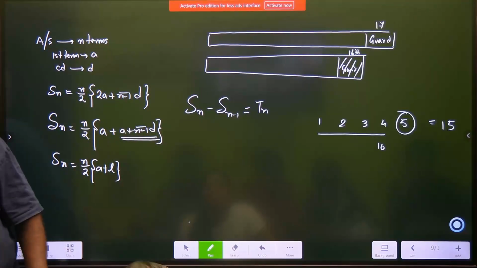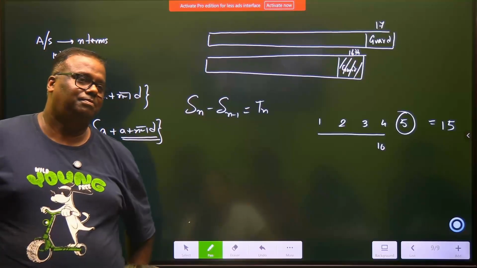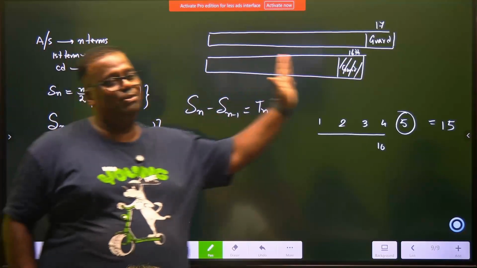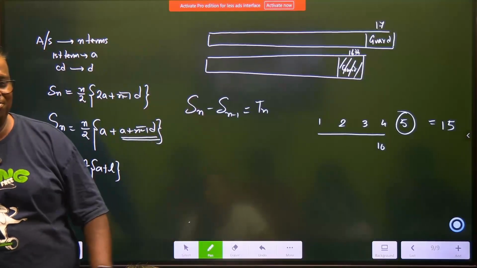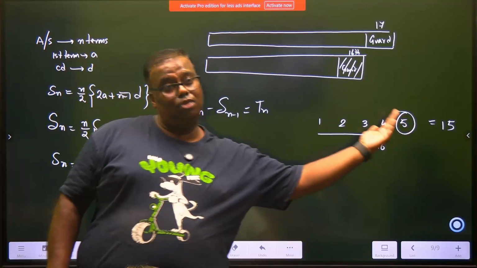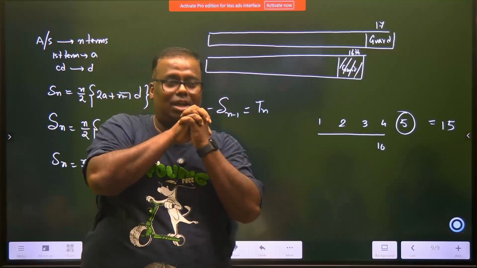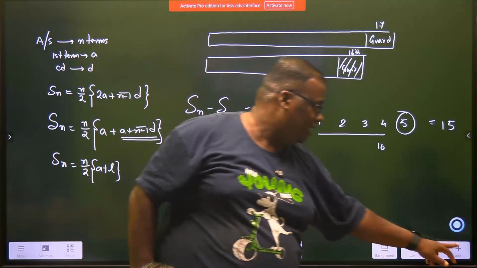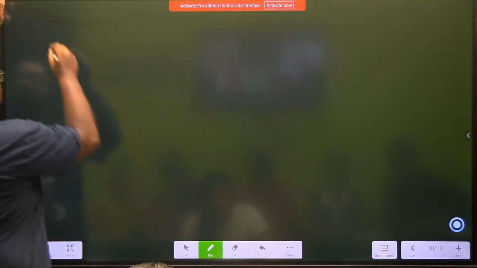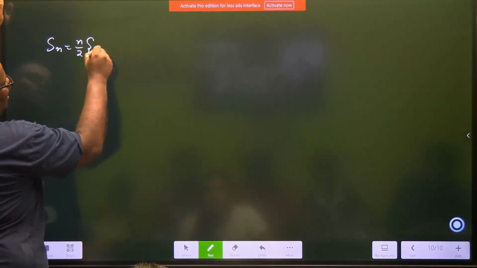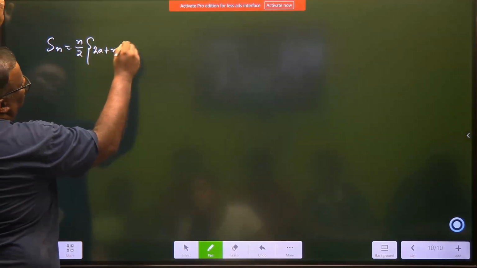Interesting. Acha, the nth term you always find from this side of the AP. There is another complicated problem where we find the nth term from the last, and how many terms that is from the first. We can find that also, we will do it later. So what formula did we get? The sum of n terms is given by n by 2, 2a plus n minus 1 into d.